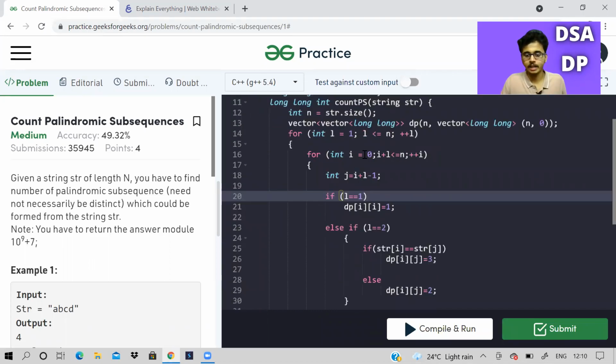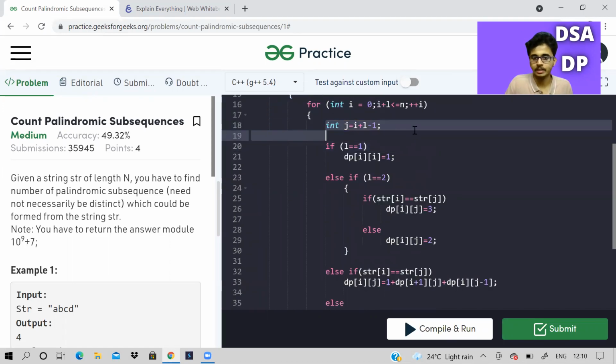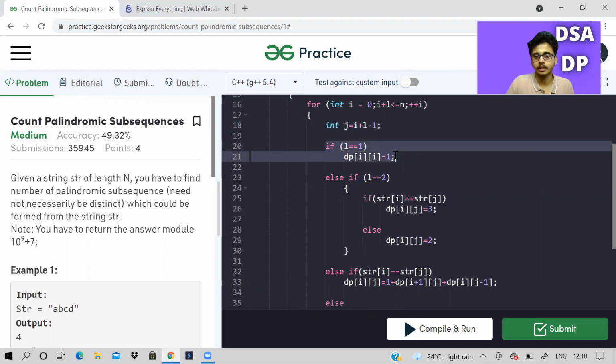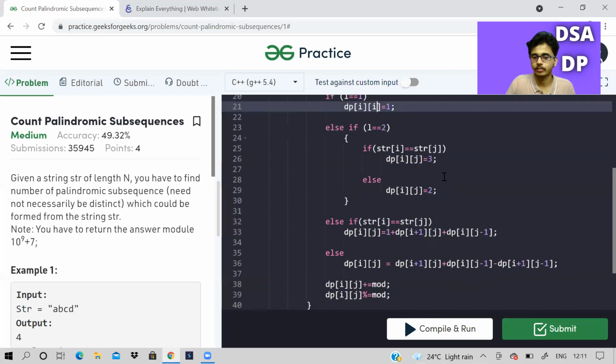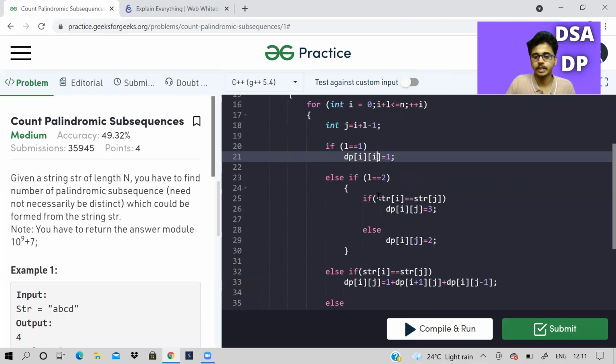And the inner loop i will run from 0 until i plus L is less than or equal to n. Otherwise there is no point, right? We are going outside the string. Then I'm getting the last character j of that particular string. I'm checking if length is equal to 1, I'm saying dp of i, j. Actually here I should write j, but i is the same thing, because when length is 1, i and j are the same, right? Now if length is equal to 2, I'm checking if first character is equal to last character. There will be 3 palindromic subsequences, otherwise 2.